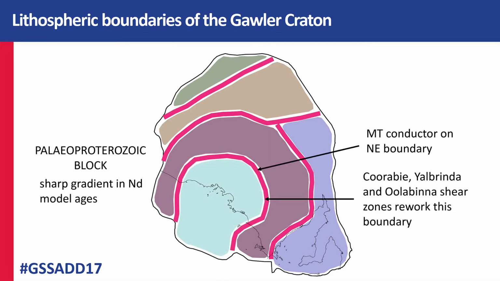And then finally, we've got the northwest part of the Gawler Craton, and this boundary is largely drawn from the isotopic data. So we had that sharp contrast between Paleoproterozoic model ages and Archean model ages. And there's also an MT conductor along its northeast boundary. So the Karabi, Albrinda and Olabinda shear zones would all be surface expressions of where this big boundary sits in the lower crust.